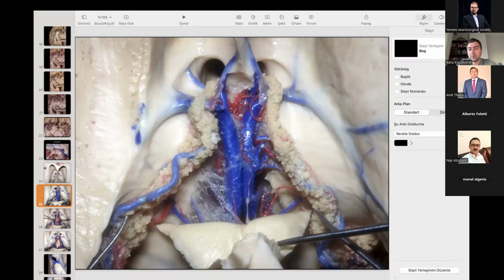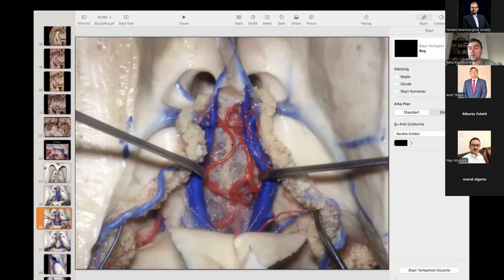The first thing we see is the tela choroidea, and then we see the internal cerebral veins, which are the major venous structures draining the basal or deep structures of the cerebrum. So all the thalamostriate veins, caudate veins, septal veins, they all drain into the internal cerebral vein. And there are medial posterior choroidal arteries, which also supply the choroid plexus.